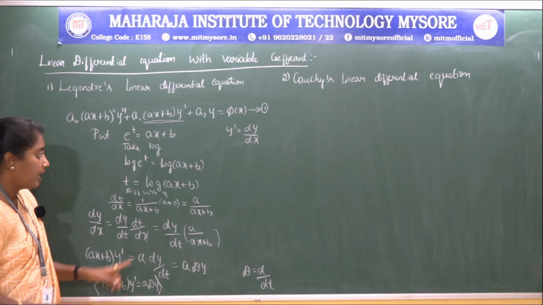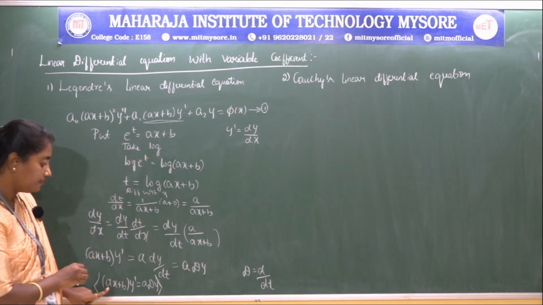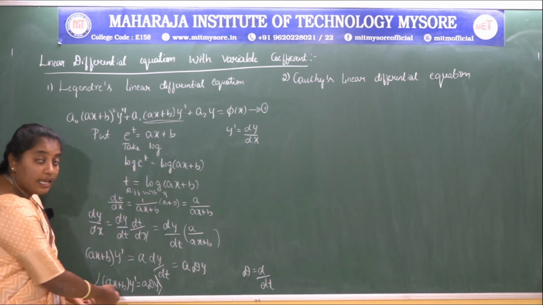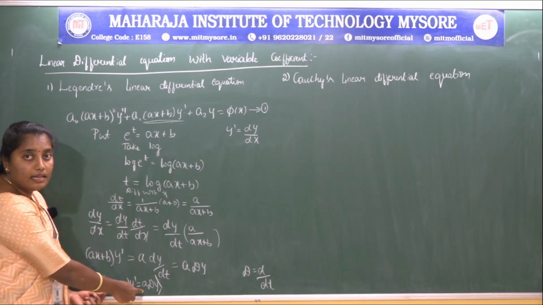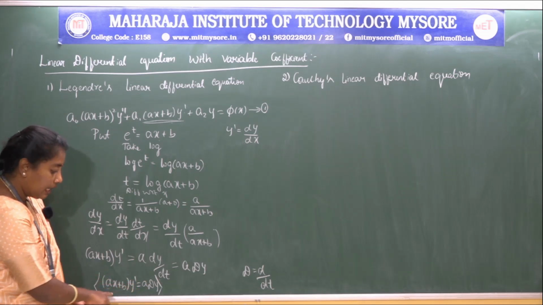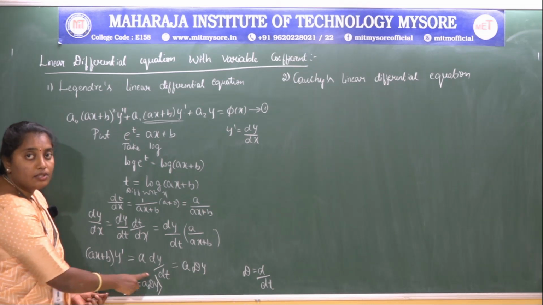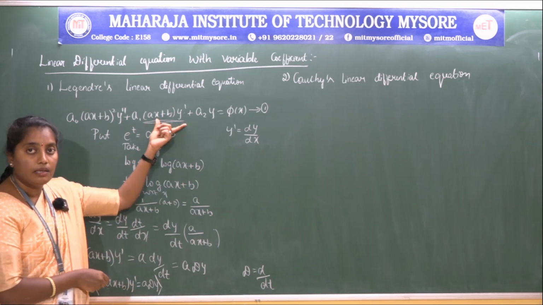So here we can replace this (ax plus b) into y dash with a into Dy, that is, this variable coefficient is reduced to a constant coefficient. In the place of ax plus b, we have just a here. The variable is reduced to a constant term, that is the value of the first derivative element.